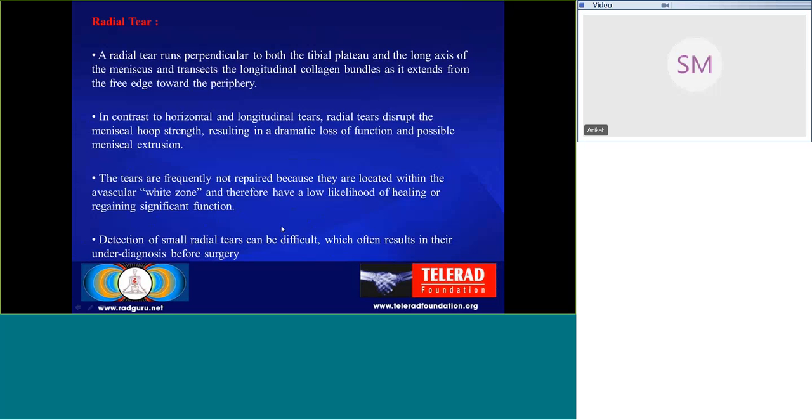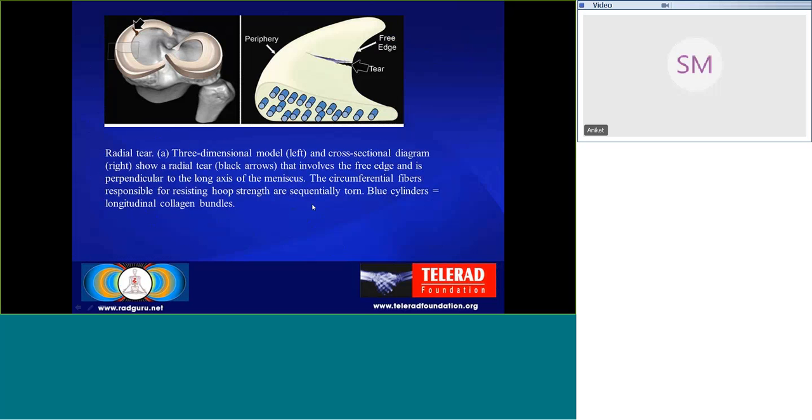So these tears are frequently not repaired because they are located within the avascular zone, that is the white zone centrally, and therefore have a low likelihood of healing because of less vascularity and less nutrition supply after repair. So this is a three-dimensional model of a radial tear that involves the free edge, and it is perpendicular to the long axis of the meniscus.